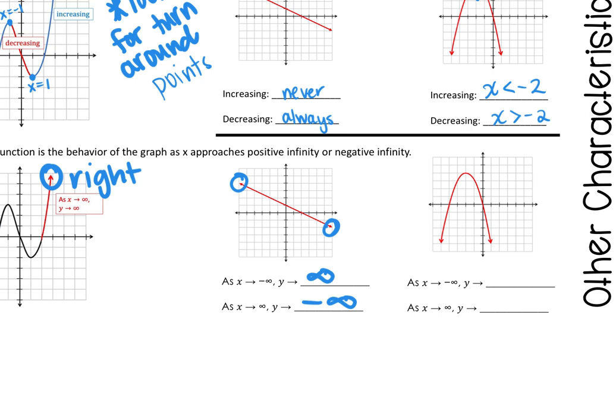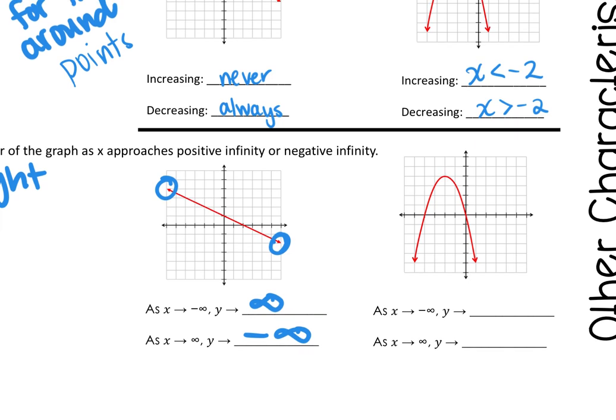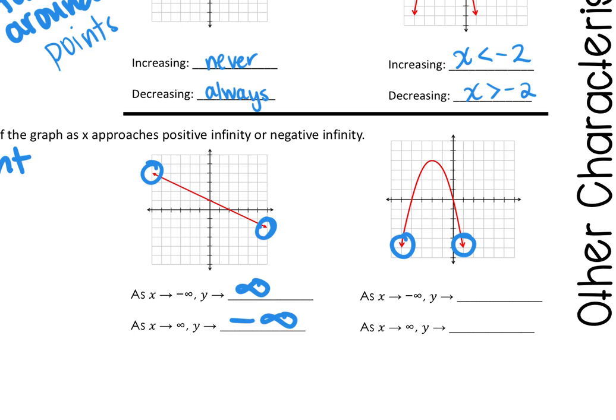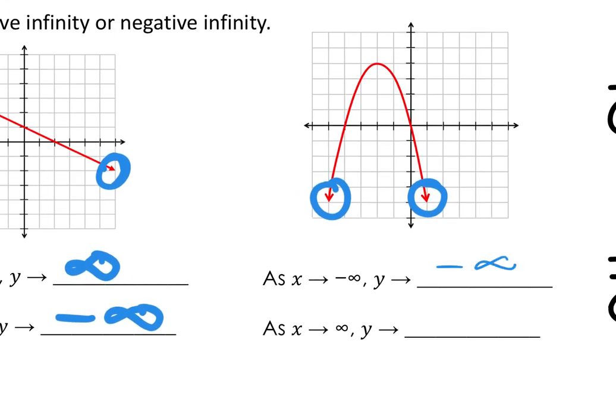All right. Our quadratic is a little easier because both of these arrows are moving in which direction? Down, which means no matter if my x's are approaching negative infinity or positive infinity, my y values are always moving towards which direction? Negative infinity.